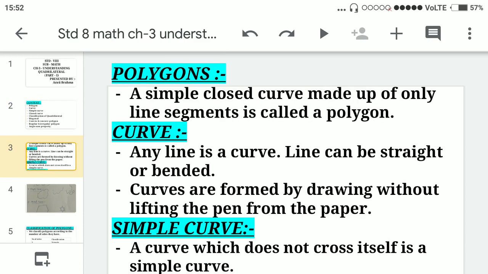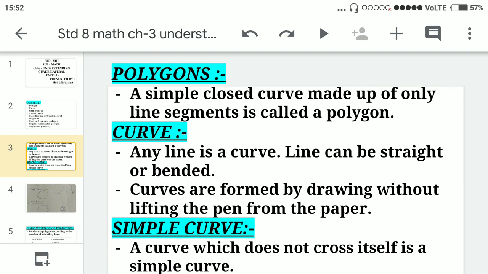So first one is polygon. What do you mean by polygon? A simple closed curve made up of only line segments is called a polygon. So a closed curve which has only line segments. Or in a simple way, if you break down this word, poly means many and gon means side. So polygon means having many sides. Any figure having many sides is known as a polygon.